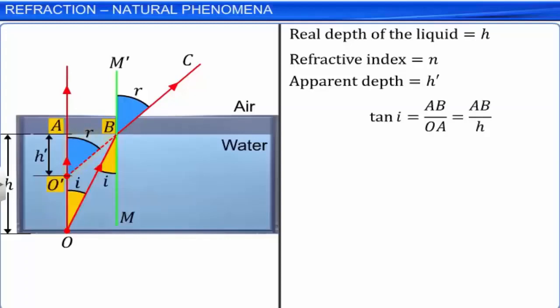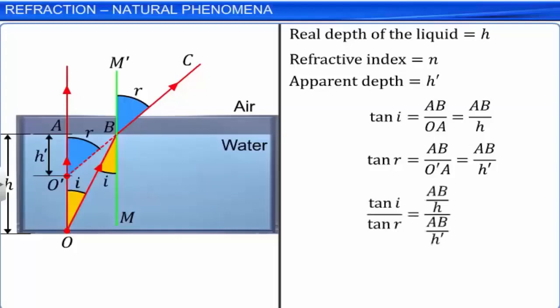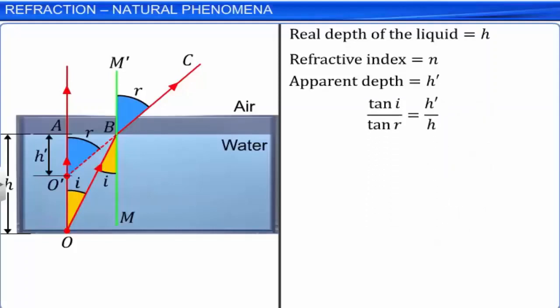Therefore, tan i by tan r is equal to AB by h divided by AB by h', which is equal to h' by h. Since the two points A and B are close to each other, angles i and r are very small. Hence, tan i and tan r are approximately equal to sin i and sin r.